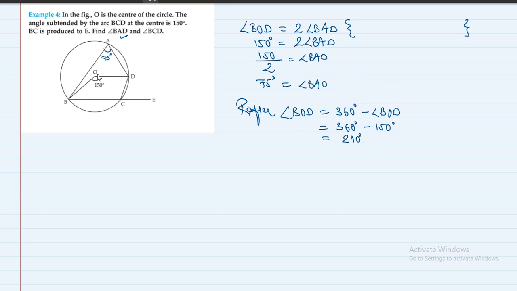210 degrees. Which angle is 210? This one, 210. Okay, so angle BCD is equal to half of reflex angle BOD. How much is reflex angle BOD? 210, which is 105. So how much will angle BCD be? 105. BAD and BCD, for you.